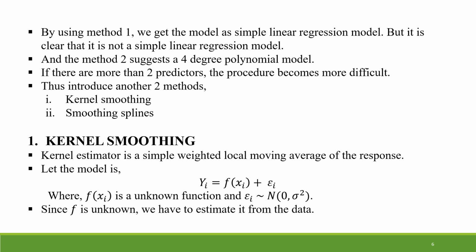Kernel estimator is a simple weighted local moving average of the response. Let us consider the model yi is equal to f of xi plus epsilon i, where f of xi is an unknown function and epsilon i follows normal 0, sigma square. Since f is unknown, we have to estimate f from the data.